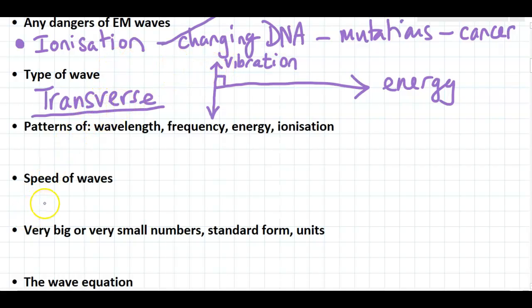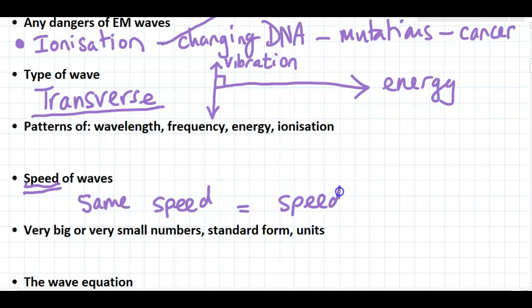I'm going to skip ahead to this one. All of the waves in the spectrum travel at the same speed, and light is part of that spectrum. So we know that they travel at the speed of light. Radio waves, microwaves, infrared, visible light, ultraviolet, X-rays, gamma rays all travel at the speed of light.